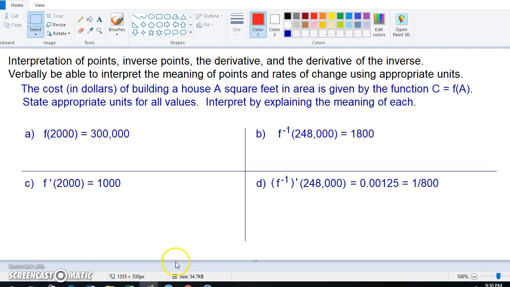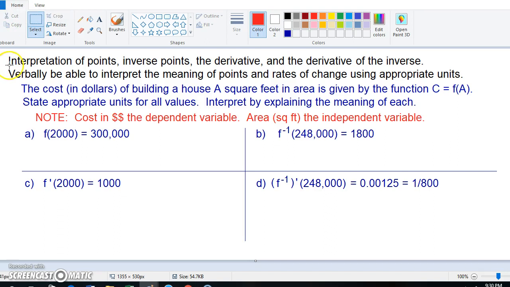Moving on, let's look at interpreting using words, using units, interpreting points, inverse points, and derivatives, and the derivative of the inverse. So the first item is, let's look at the fact that in this scenario, the cost in dollars of building a house, A square feet in area, is given by the function C equals f of A. State appropriate units for all values and interpret by explaining the meaning of each.